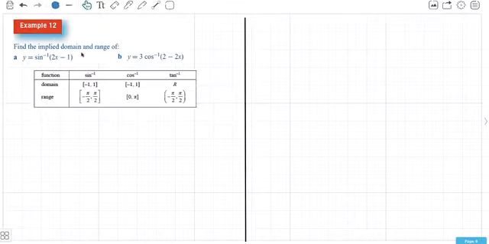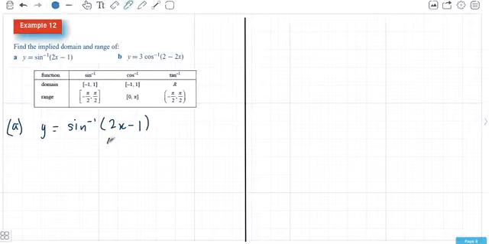So finding the implied domain and range here, it's very similar to the worked example, I think worked example 10, where we did the graphing. So if we look at the first one, A, I've put here again just your domains and ranges for the various inverse trigs. It's off your formula sheet.